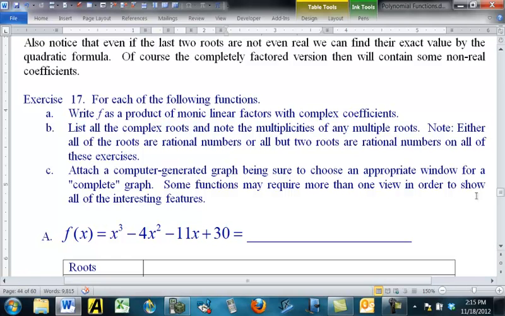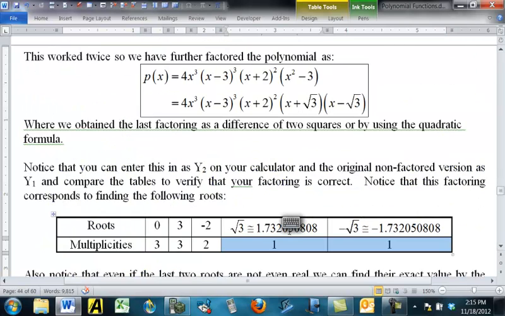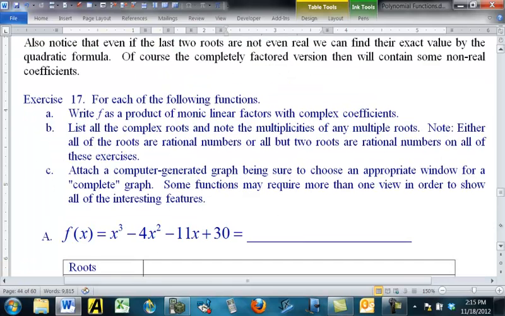Even if the last two are not real, once we get it down to a quadratic here, we can use the quadratic formula to find those last two roots.